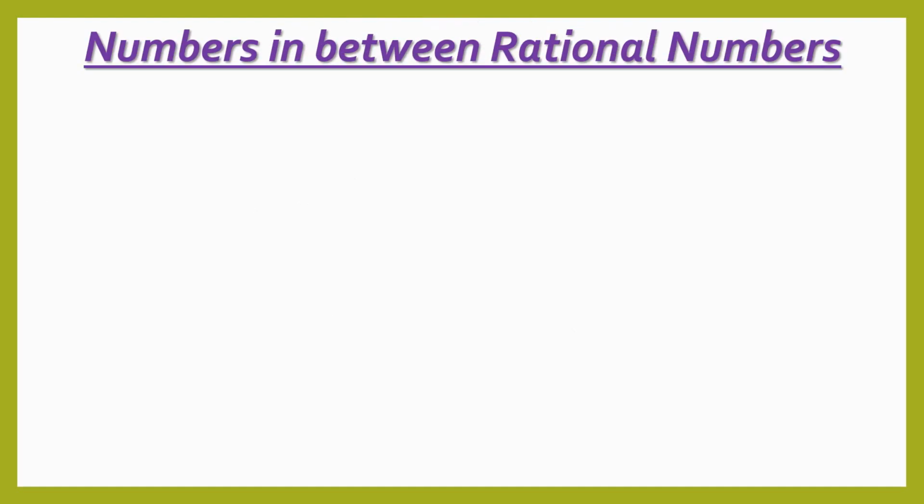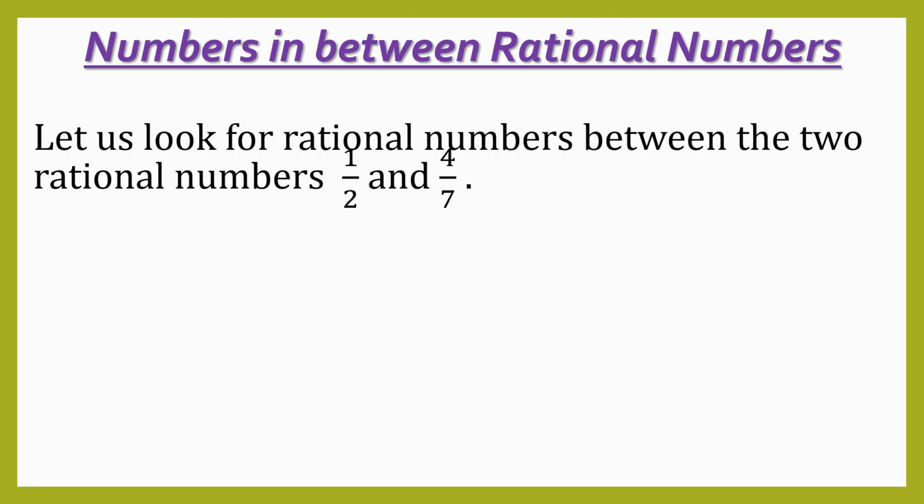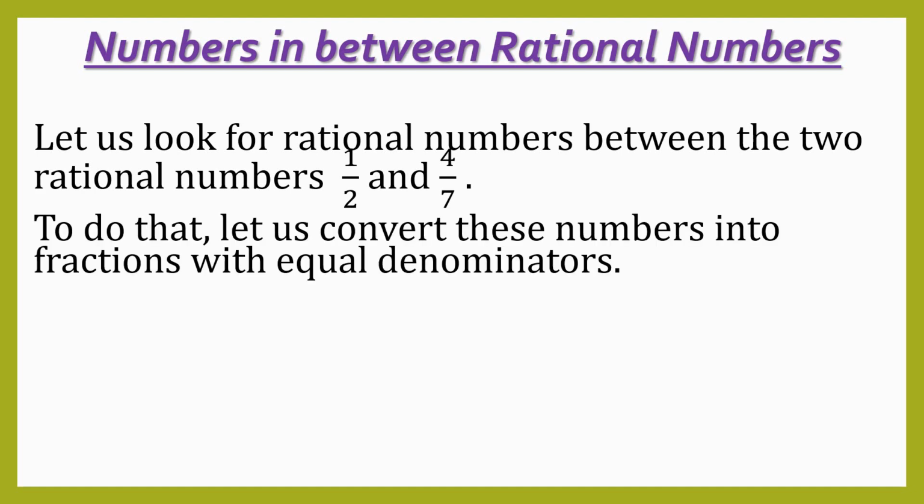Let us start with the next topic, that is numbers in between rational numbers. Now, let us look for a rational number between the two rational numbers 1 upon 2 and 4 upon 7. To do that, let us convert these numbers first into fractions with equal denominators. Now, as you can see, 1 upon 2 and 4 upon 7 both have different denominators. So first we need to convert these different denominators into equal denominators and then we can proceed further.